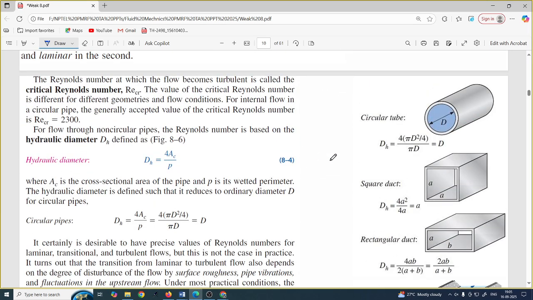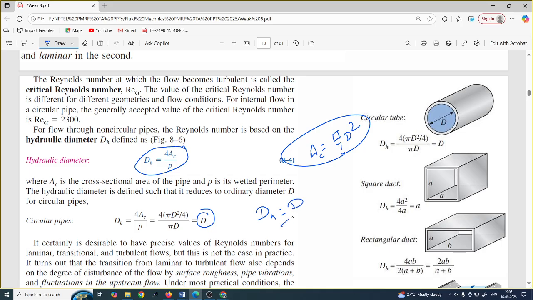As you know, d is your characteristic length, or you can say the hydraulic diameter. Hydraulic diameter is nothing but 4 Ac by P. For the circular pipe, A is the area of the circular pipe, pi by 4 into d square. So here you will put pi by 4 into d square, and pi d will be cancelled out. So your dh is equal to d.